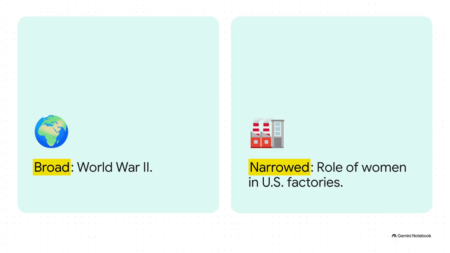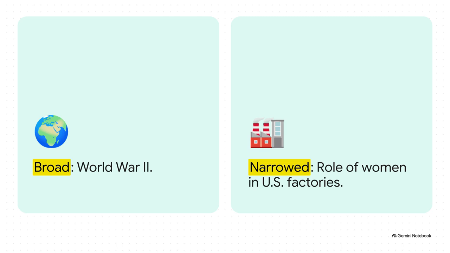Let's look at some real-world examples so you can spot these broad and narrow topics in the wild. Imagine your topic is World War II. If you hand in a paper proposal that just says World War II, your teacher is going to hand it right back. Why? Because it is way too broad. Think about it. It spans years, dozens of countries, thousands of battles, massive cultural shifts. You could literally write a whole library of books on it and still not cover everything.